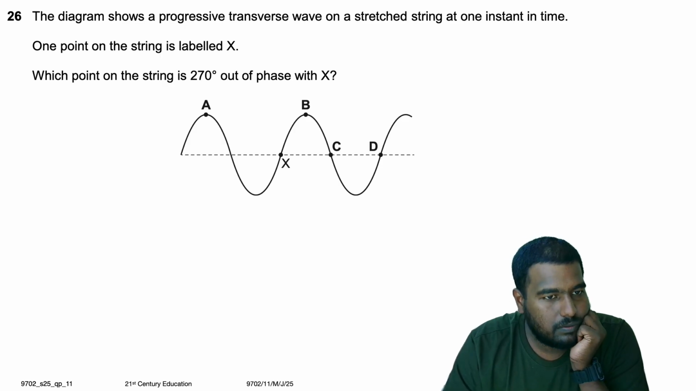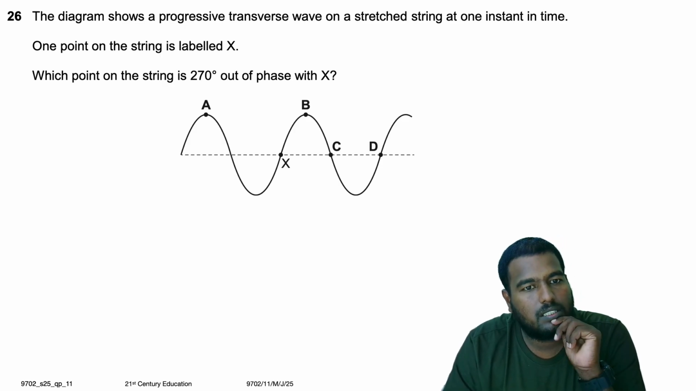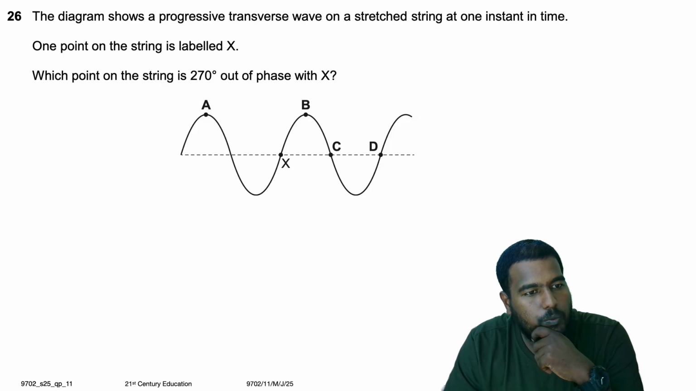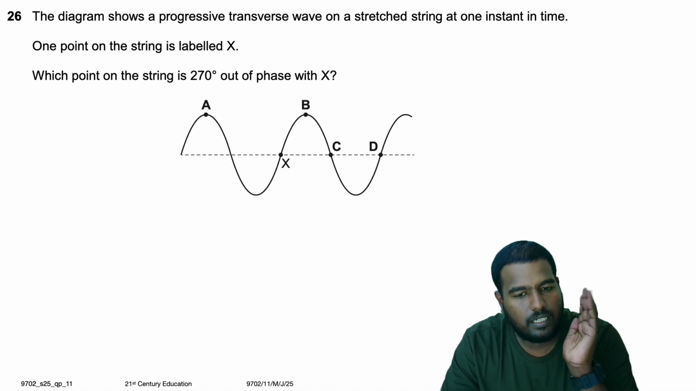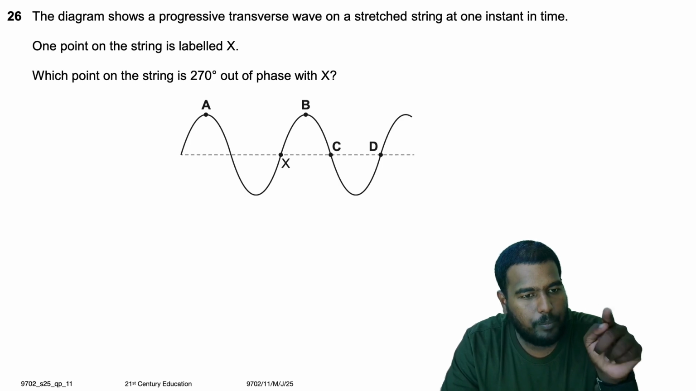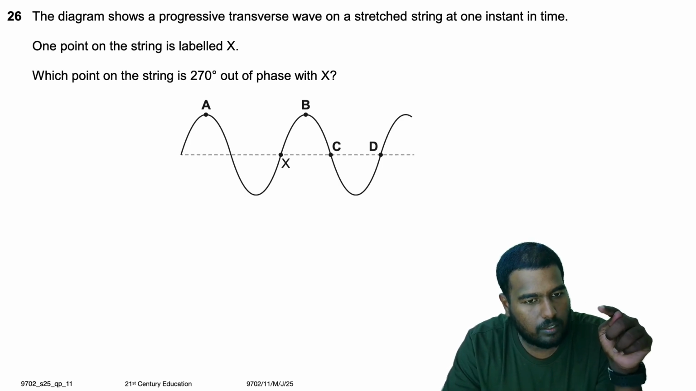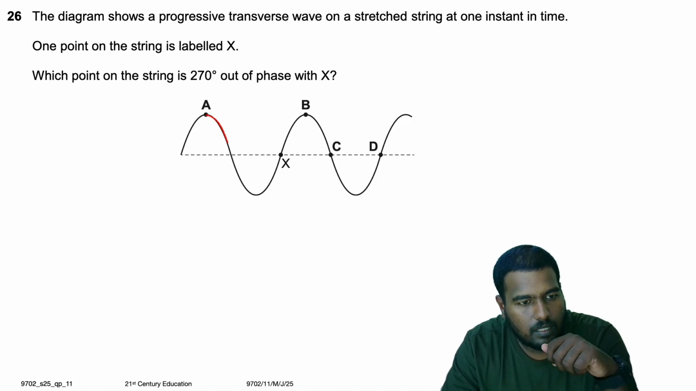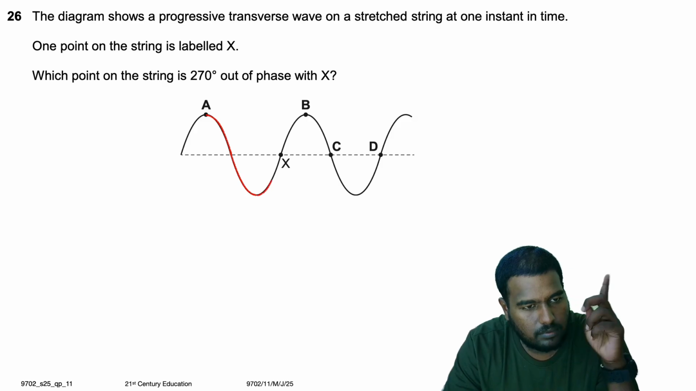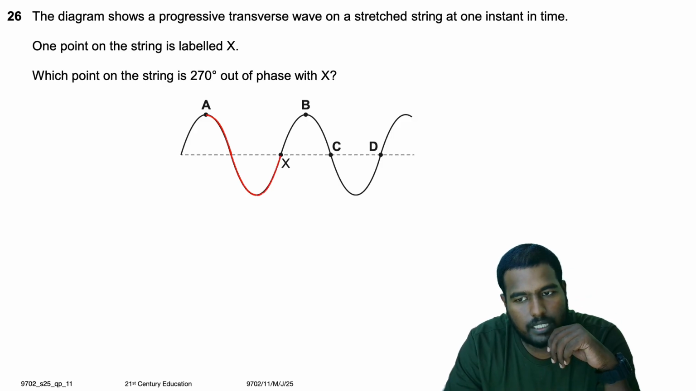The diagram shows a progressive transverse wave on a string at one instant of time. One point on the string is labeled X. Which point is 270 degrees out of phase with X? What is 270 degrees? If you divide it by 90, it's 3/4. So B is 1/4 away, C is 2/4 away, D is 4/4 away. Only A is 3/4 away. So 1, 2, 3. So A is 270 degrees out of phase with X. Option A.